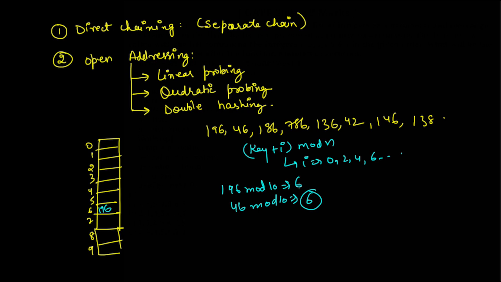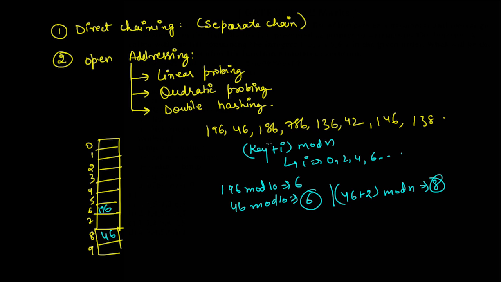But at index location 6, there's only one value present, therefore we have to increase the step size now. So what we are going to do is 46 plus 2 mod n. When we do 46 plus 2 mod n, we get the location 8. Therefore, we are going to store 46 at location 8.